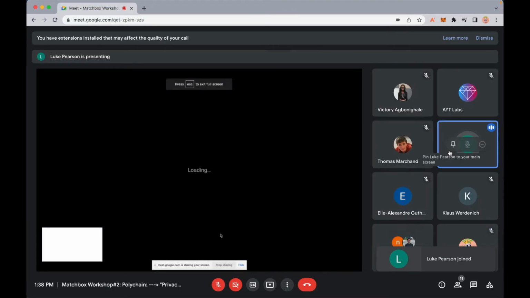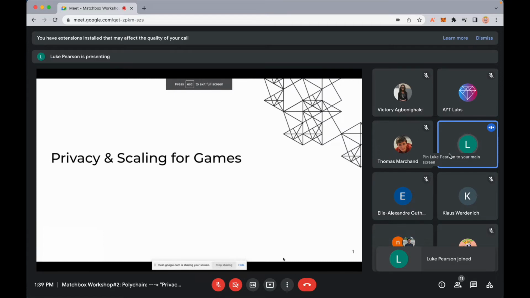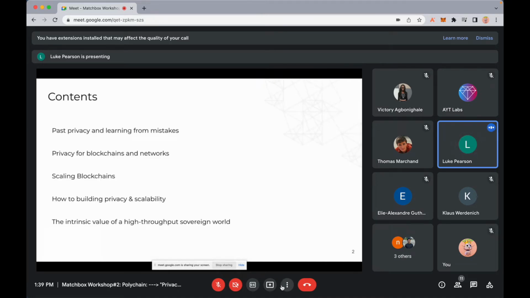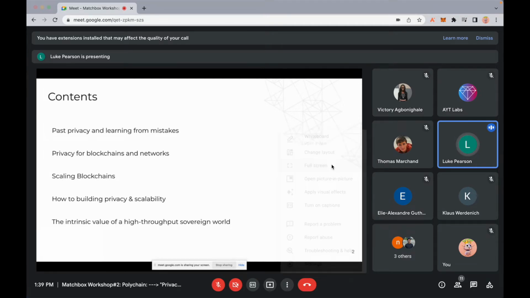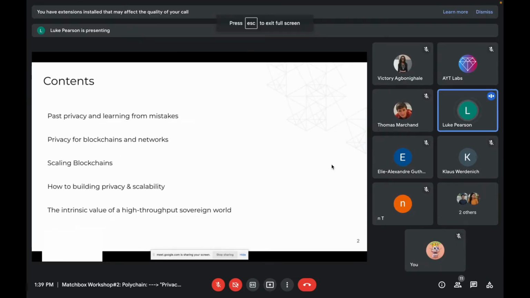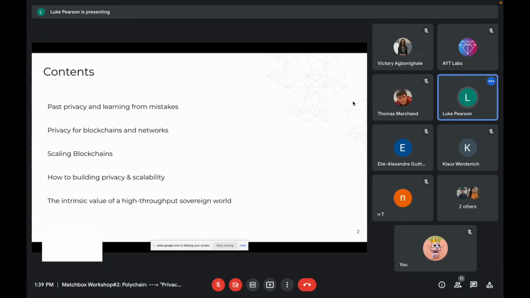Okay, so I'm going to be talking about privacy and scaling for games. We'll go to the next slide and have a little think about the overview and what we're talking about here. Because you guys are all building on top of StarkNet in Cairo, this game that you're going to be building is expressed through all of these zero knowledge constraints.